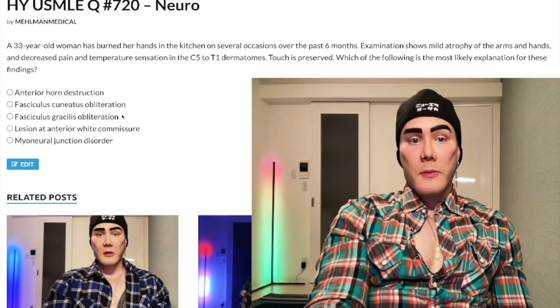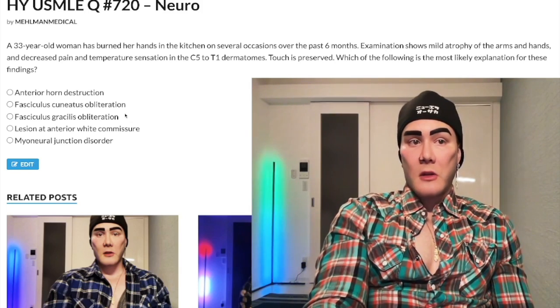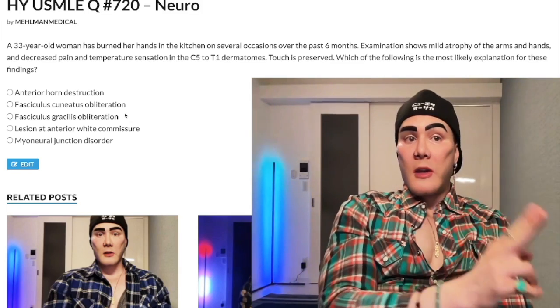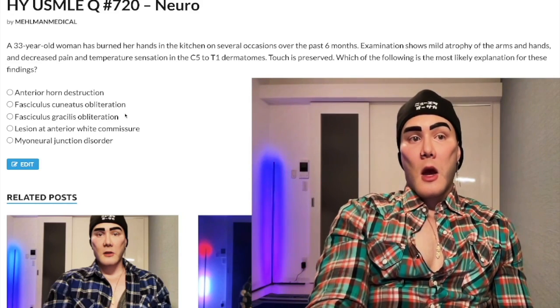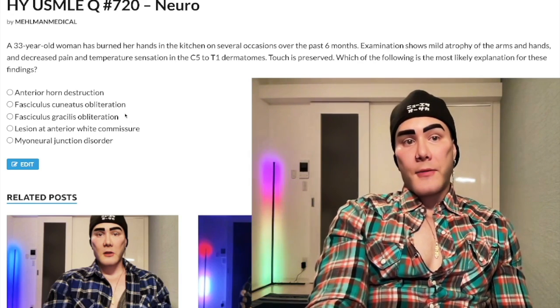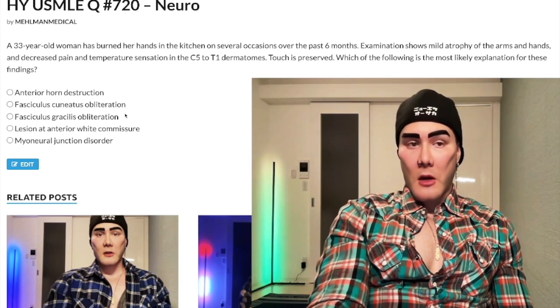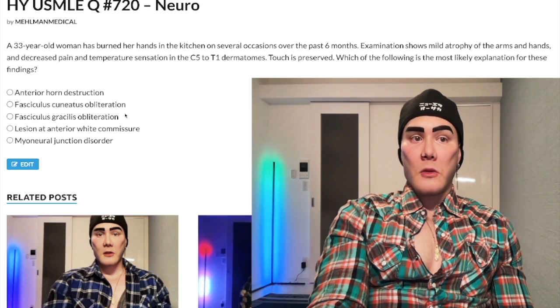So the dorsal columns can be affected classically in tabes dorsalis, neurosyphilis, where you need to know it can occur in younger patients as well. There's an 18-year-old on one of the 2CK neuroforms, so it can occur at any age. And what they love doing is giving you a positive Romberg sign, which is where a patient closes his or her eyes and loses balance.